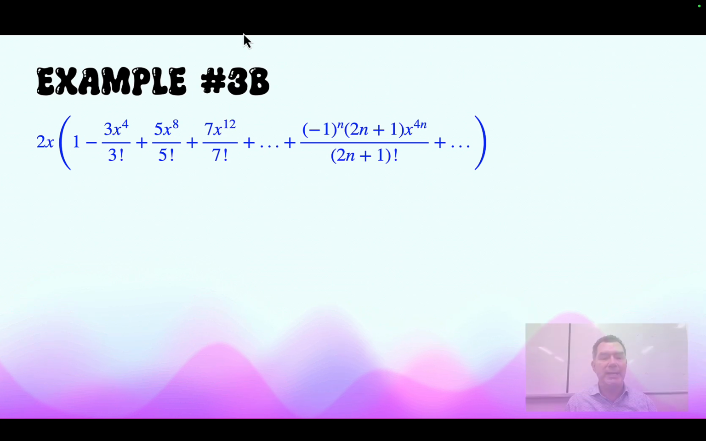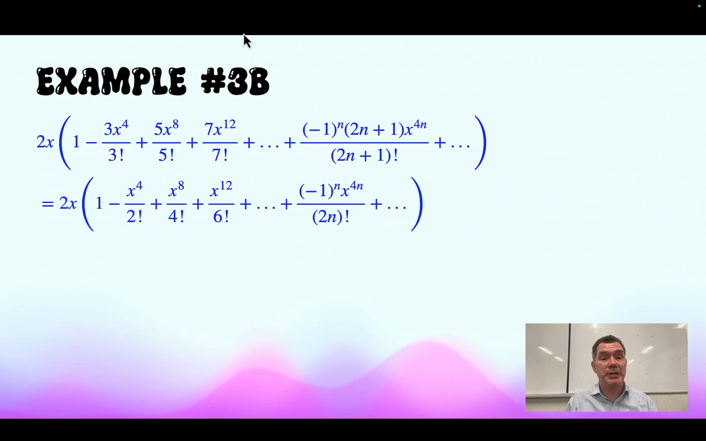What I can do then is I can simplify each of the terms. So 3x to the 4th over 3 factorial can just be x to the 4th over 2 factorial. 5x to the 8 over 5 factorial can become x to the 8 over 4 factorial, and so on. And that looks like something I know. That should look like something that you know as well.